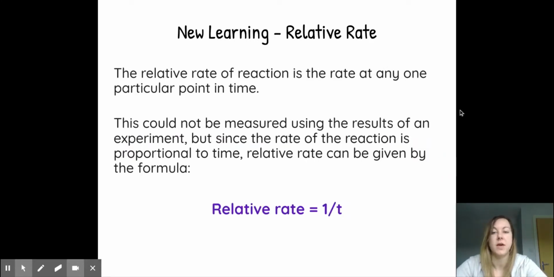So we already know how to calculate average rate. This is our new higher learning, which is called relative rate. And it's much, much more straightforward than average rate. So the relative rate of a reaction is the rate at any one particular point in time. So this is not something that you're going to measure using the results of an experiment. But since the rate of reaction is proportional to time, the relative rate can be given by this formula here. So to calculate the relative rate, all you do is do 1 divided by whichever time you're looking at. That will give you the rate at that point in time exactly.